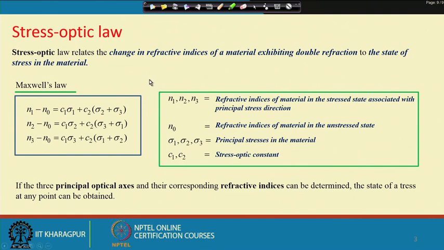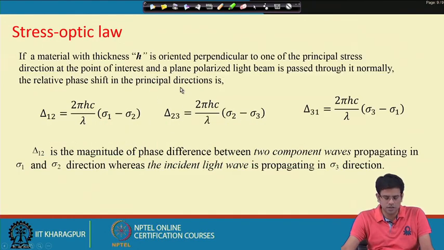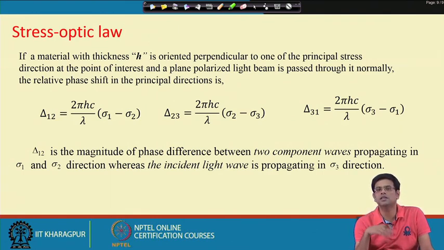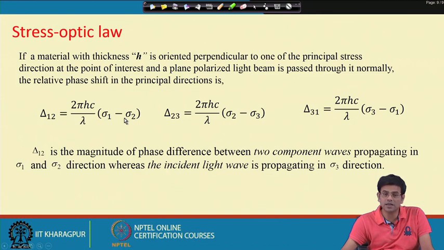We also express this in terms of retardations. So, what does retardation mean? If light is propagating in one direction, then in the other direction, what is the relative phase shift? This is expressed, for instance, as delta 1 2, in terms of the thickness and the stress optic coefficient C, where lambda is the wavelength, and sigma 1 minus sigma 2.